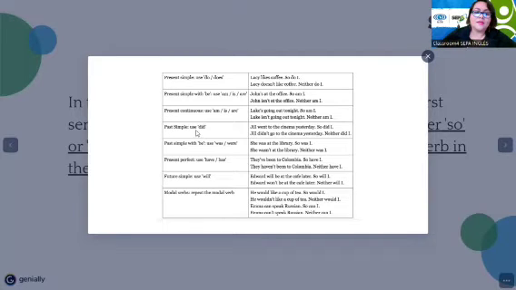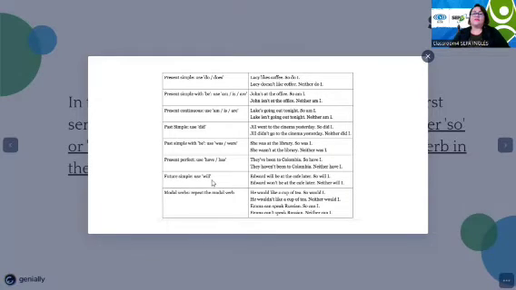Past simple, use did. Jill went to the cinema yesterday. So did I. Jill didn't go to the cinema yesterday. Neither did I. Past simple with be, use was, were. She was at the library. So was I. She wasn't at the library. Neither was I. Present perfect, use have or has. They've been to Colombia. So have I. They haven't been to Colombia. Neither have I.